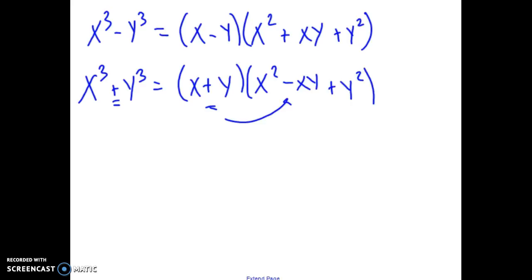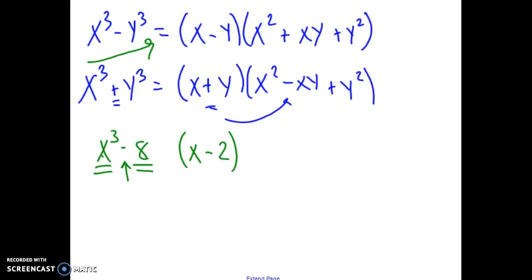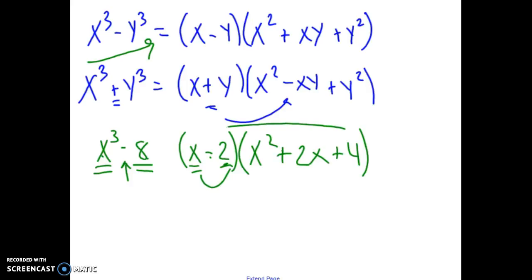So if I had, let's say, x cubed minus 8, perfect cube minus perfect cube, I'm going to be using this formula. The cube root of x cubed is x, the cube root of 8 is 2, minus in between. Square the first, multiply them, square the second, opposite sign goes here, this is always a plus. Factored. Similar would apply with the plus.